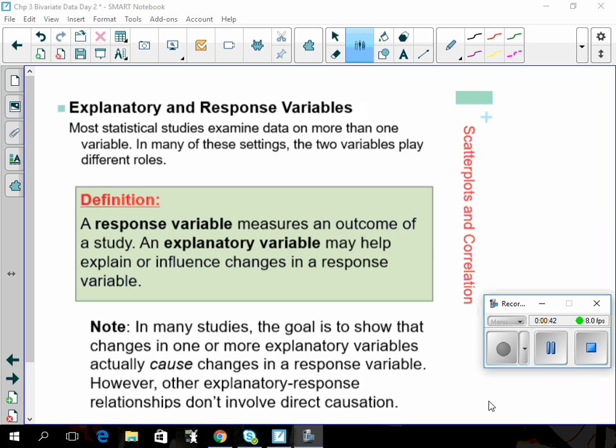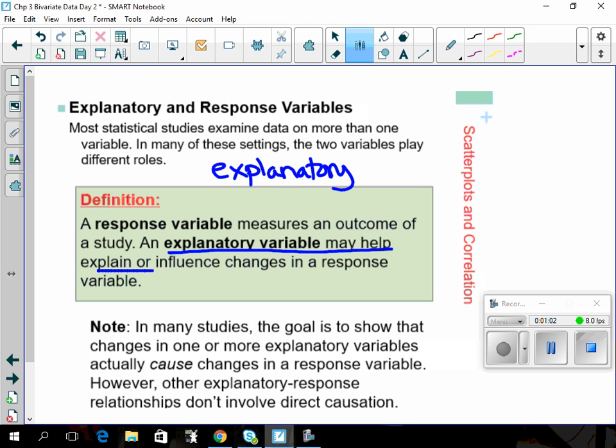Thinking about your X and your Y, if you want to think about it that way, or your independent and your dependent. What's the explanatory? And what's the response? So it says here, an explanatory variable measures or explains changes in a response variable. Okay, so what does that mean? When we talk about graphing them, which one goes on which axis? Explanatory and response? Other way around, isn't it?